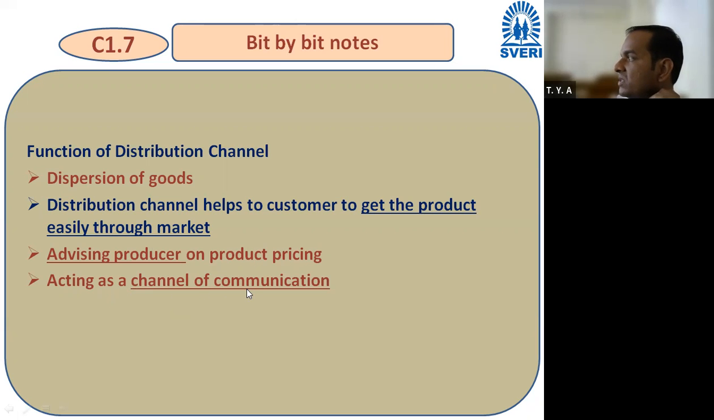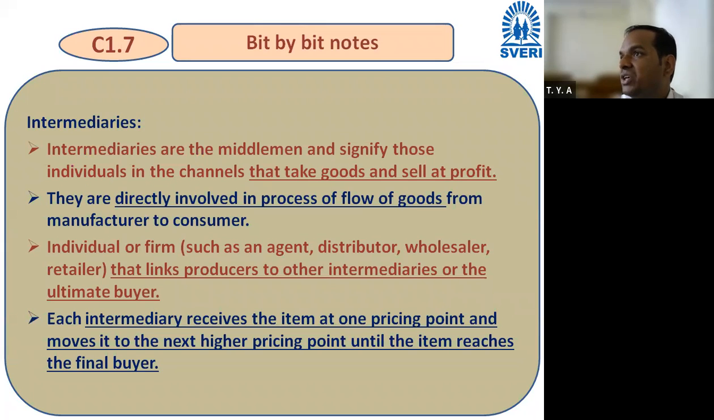Acting as a channel of communication. Channel of communication means discussing with the organization as well as discussing with the customer, the end user. So they are the mediator. They are behaving like a channel of communication. Now intermediaries. So what is the meaning of intermediaries? Intermediaries are the middlemen and signify those individuals in the channel that take goods and sell at a profit.